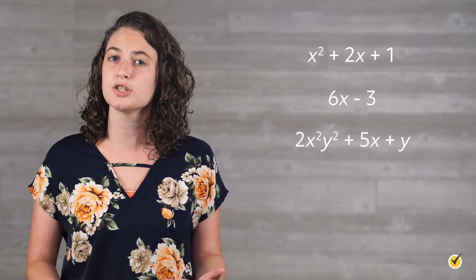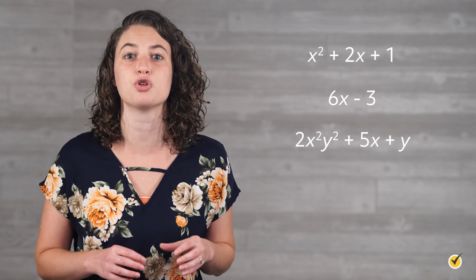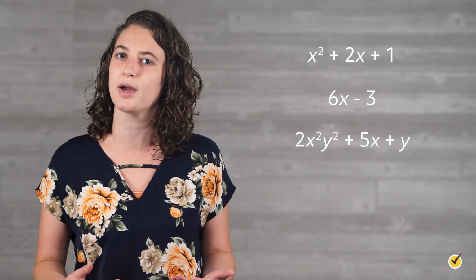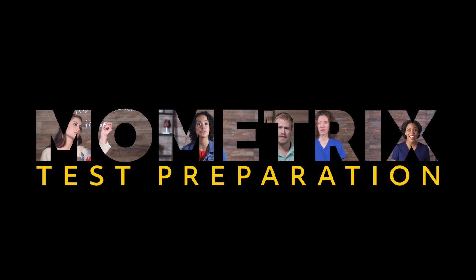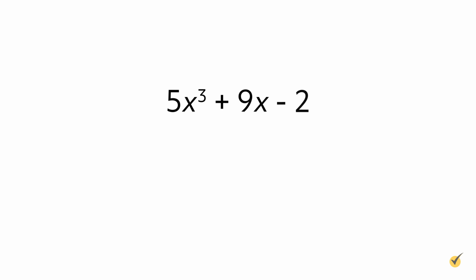In this lesson, we are going to talk about how to determine the degree of a polynomial as a way of classifying them. When we say the degree of a polynomial, really all that we're talking about is the value of the highest exponent in that polynomial. For example, in the expression 5x cubed plus 9x minus 2, we can see that the highest exponent is 3. Because of this, the degree of this polynomial is 3.